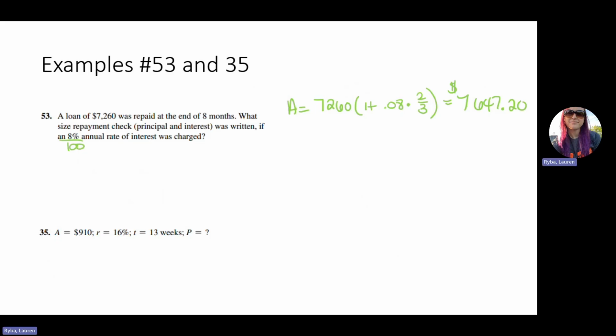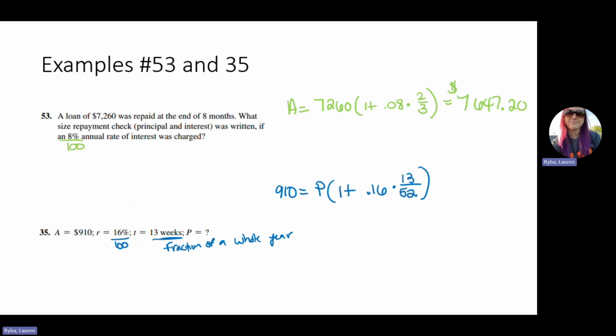Next one says A is 910, R is 16%, T is 13 weeks. What is P? So following our formula, A is 910 equals P, I don't know, times 1 plus 16 out of 100, which is 0.16. Now, time was given in terms of weeks. How many weeks are there in a year? 52. So our time is 13 weeks out of 52 weeks because this is always representative of the fraction of a whole year.